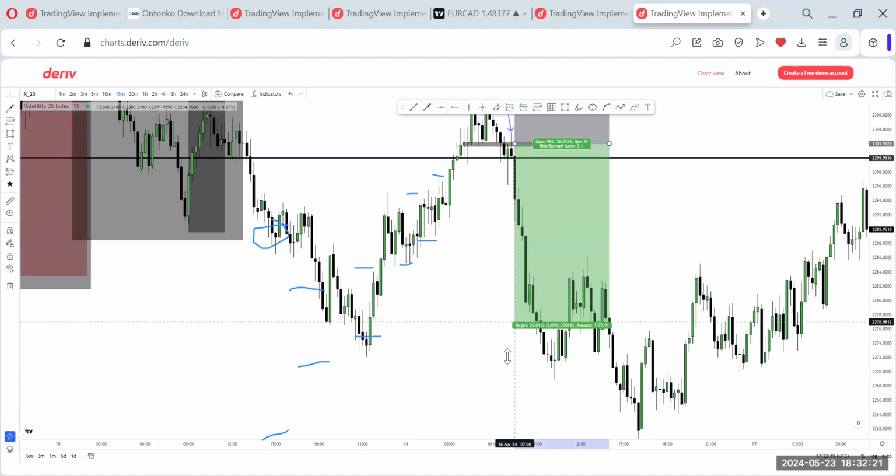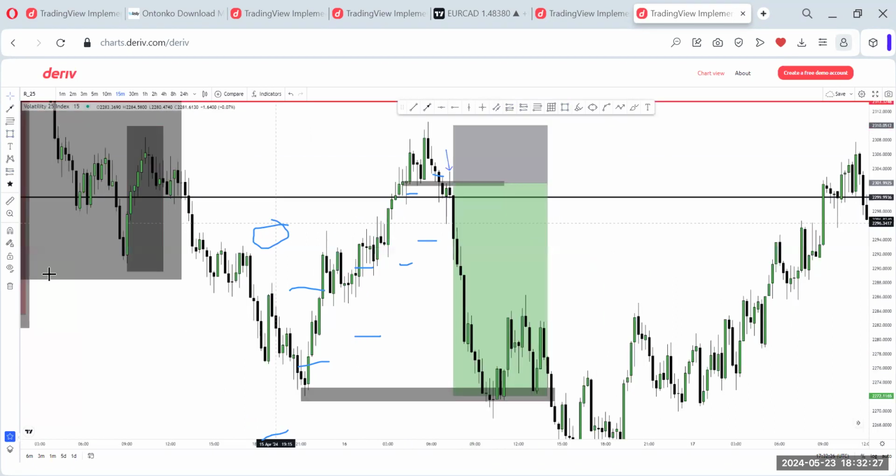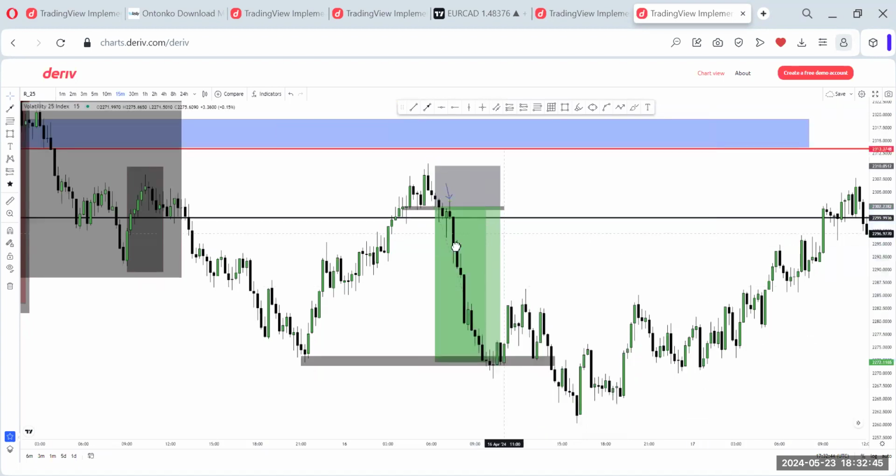You can go for this target. And you had it beautifully. It was just a beautiful trade, without stress. You were just tapped in with little drawdown and you hit your take profit. 1:3.8. That was a good entry.